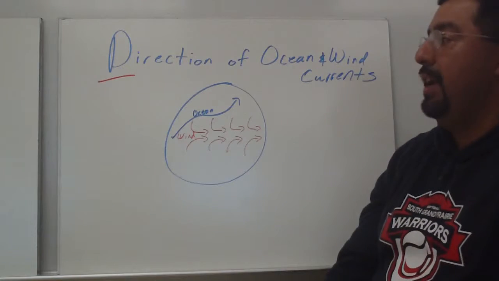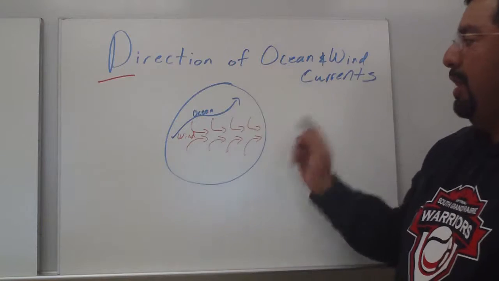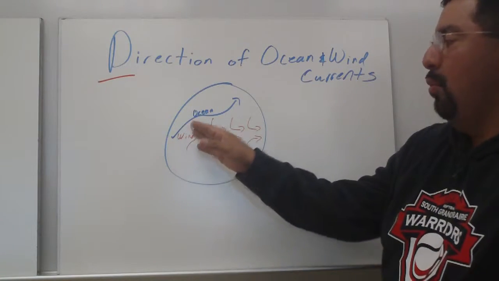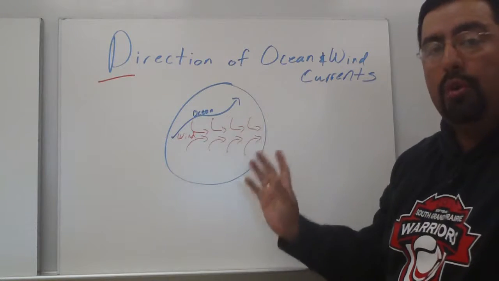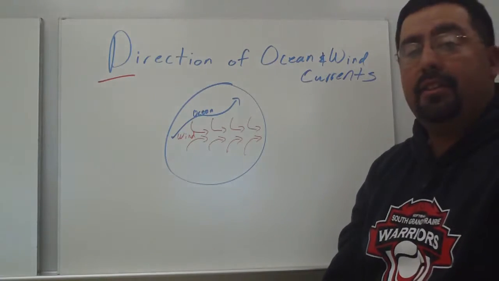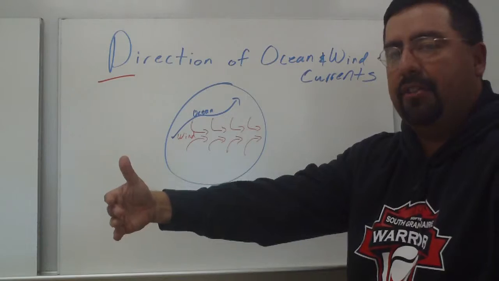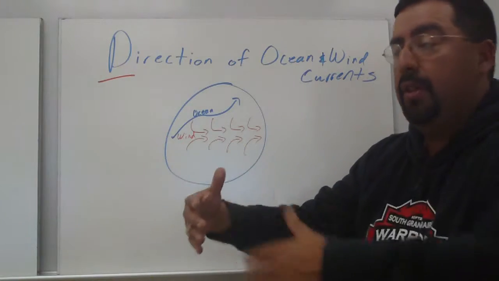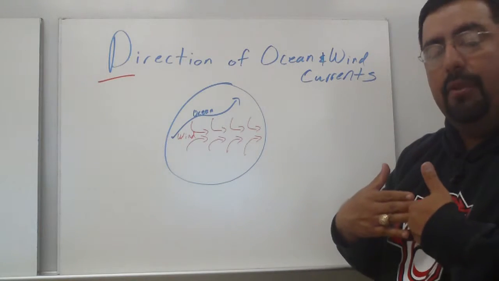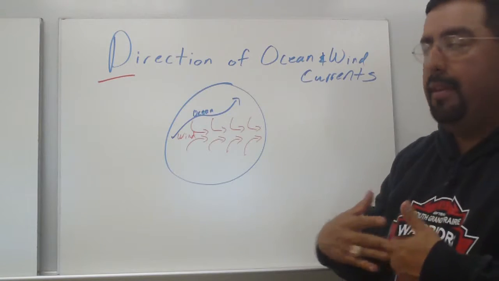And our final letter in our acronym is D, direction of ocean and wind currents. Wherever you have a warm ocean current or a colder ocean current, those are going to affect your climate. The way I like to describe it is if you took a big bucket of water and you had a fan on the other side. Your bucket of water is cold, the fan blowing across that cold water. On this side, what are you going to feel? You're going to feel cold air coming across that cold water.